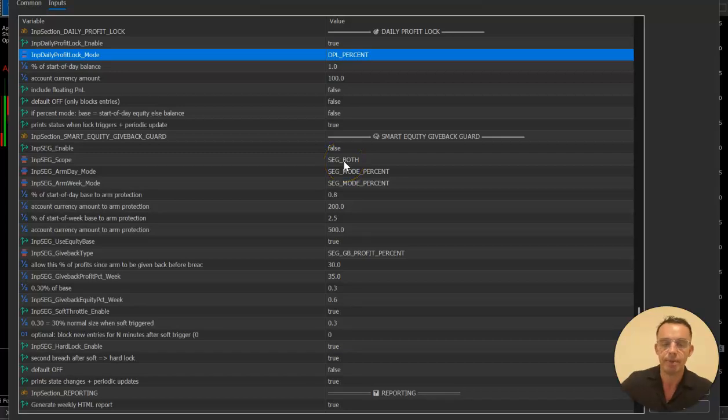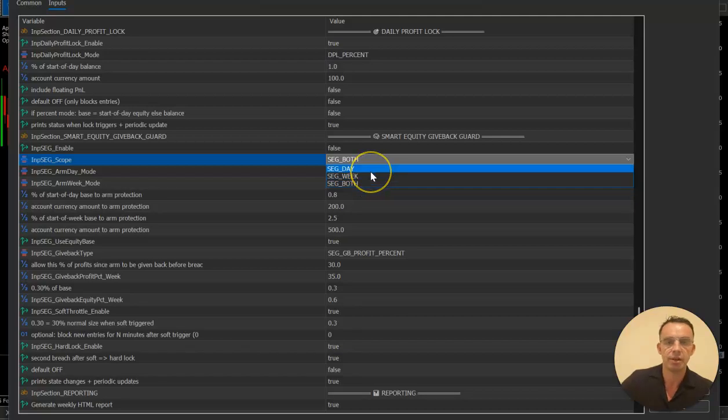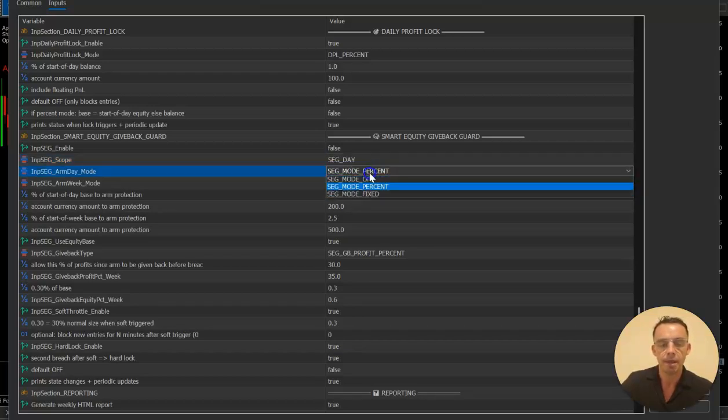So if you don't want to be giving back your profits on any one day, you can select day and week. Say you've had a great week and on a Thursday you don't want to start giving your profits back, you can just set the weekly target. Personally, I use daily. I use a fixed.